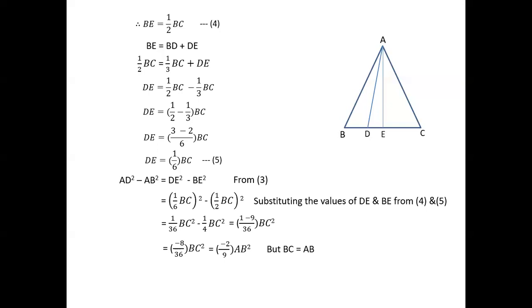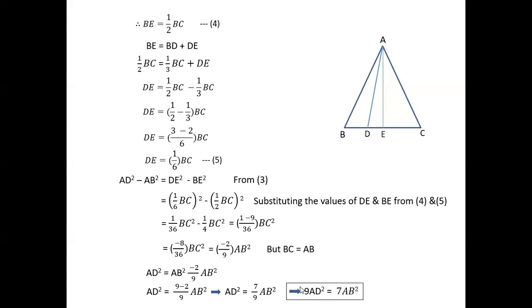Now here you got AB, and here also you got AB. So let us take this minus AB. If you take it this side, it becomes plus AB square minus 2 upon 9 AB square. Taking LCM again, 9 is LCM. So that implies 9 minus 2 upon 9 AB square. 9 minus 2 means AD square equals 7 upon 9 AB square. Take 9 to the left, sorry. It becomes 9 AD square is equal to 7 AB square.